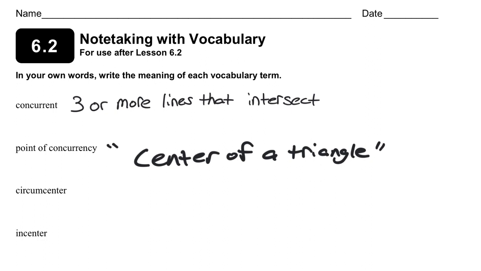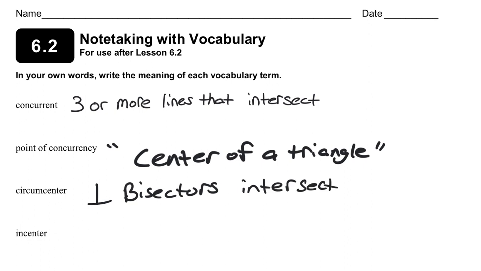And the two that we're going to focus on in this lesson would be the circumcenter and the incenter. So let's just talk about how these are created. All of these are created by certain aspects of a triangle. A circumcenter is created by the perpendicular bisectors where they intersect, where the incenter is created by the intersection of the angle bisectors.